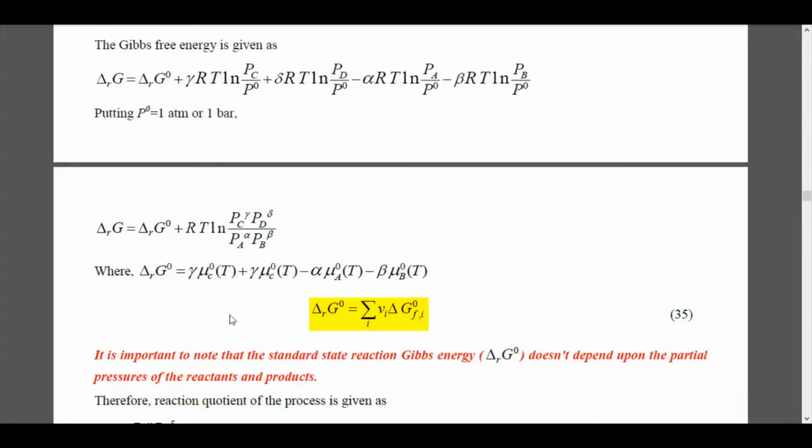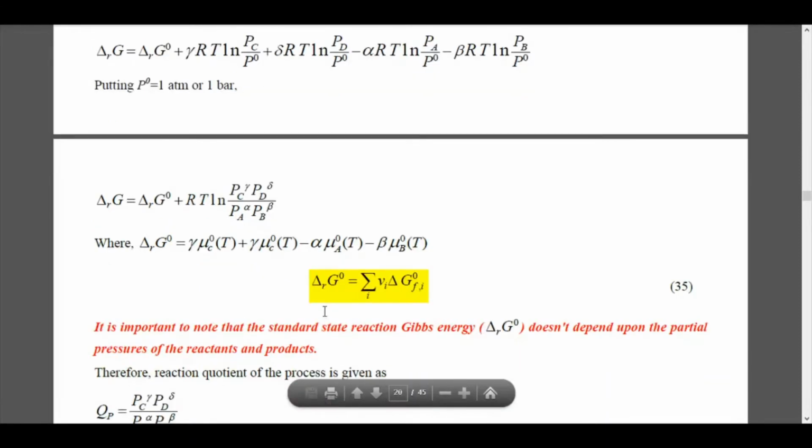We have studied that reaction Gibbs energy at standard state is obtained from the Gibbs energy of formation. So reaction Gibbs energy at standard state is equal to the Gibbs energy of formation of the products minus the Gibbs energy of formation of the reactants. Again I am repeating, reaction Gibbs energy at standard state is equal to Gibbs energy of formation at standard state for products minus Gibbs energy of formation at standard state for reactants.